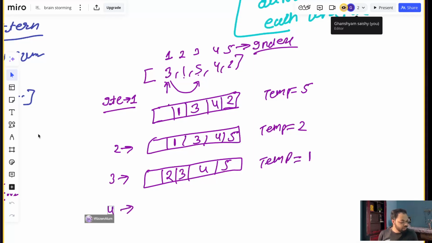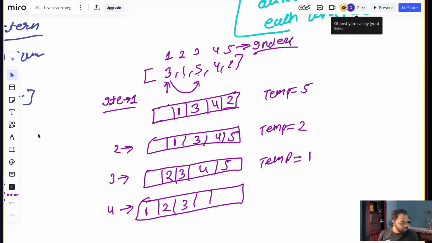And in the fourth iteration, we will do the same. Then 1's place is this one: 1, 2, 3, 4, 5. See, sorted. This is the thing: when you know it for certain, it will repeat itself.